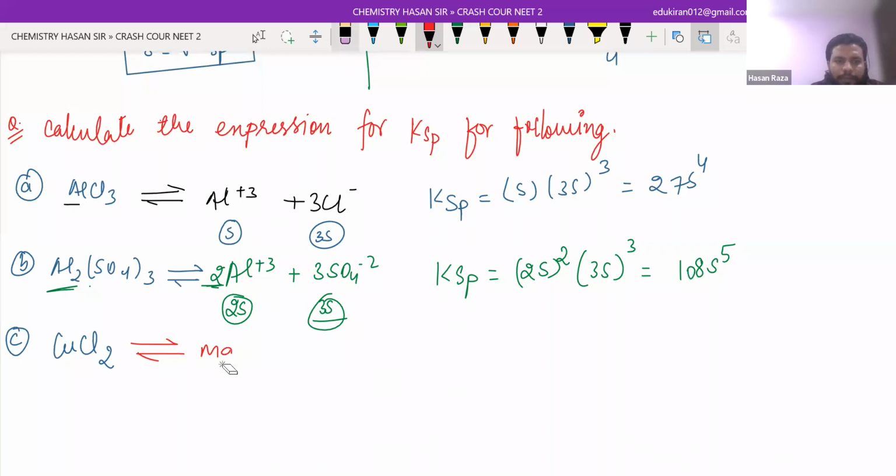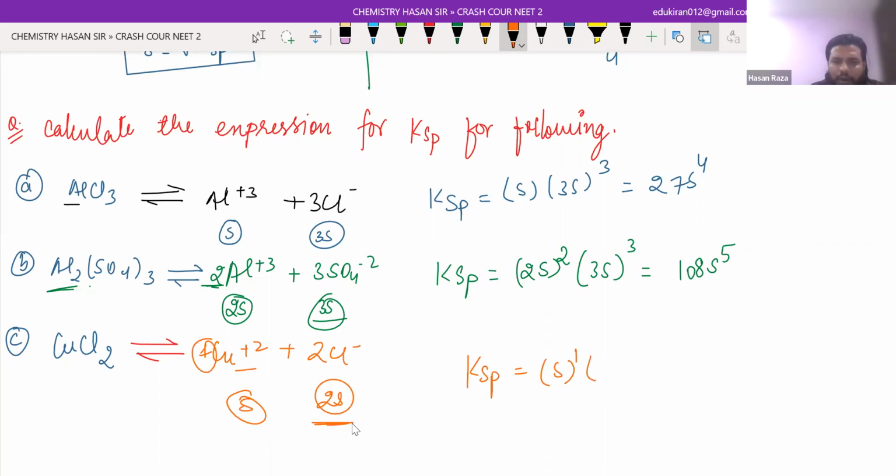So this copper will go into Cu plus 2 and 2 Cl minus. This will have s and this will have 2s. Now for KSP, you know that this is the first solubility of this, and it has its stoichiometric coefficient 1, so the power is 1, and this has a solubility 2s. So KSP here will be 4s cubed. Is that clear, everyone?